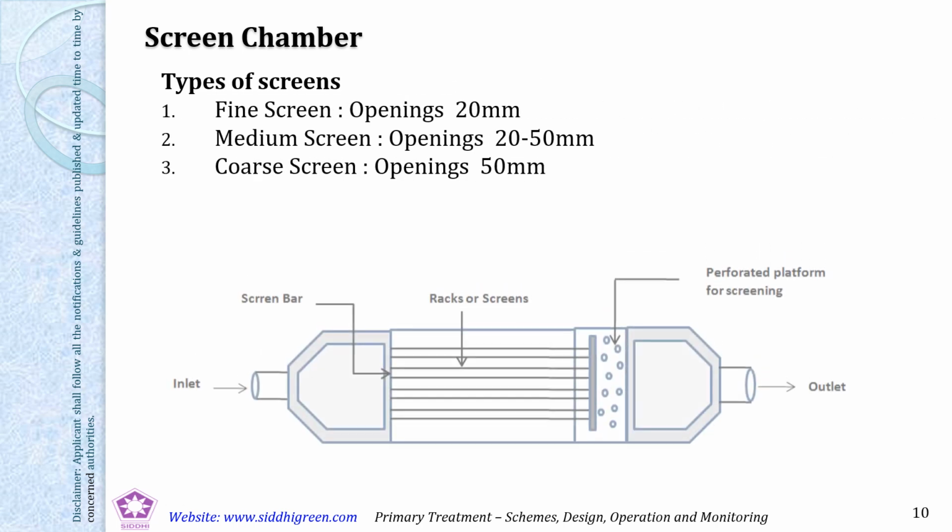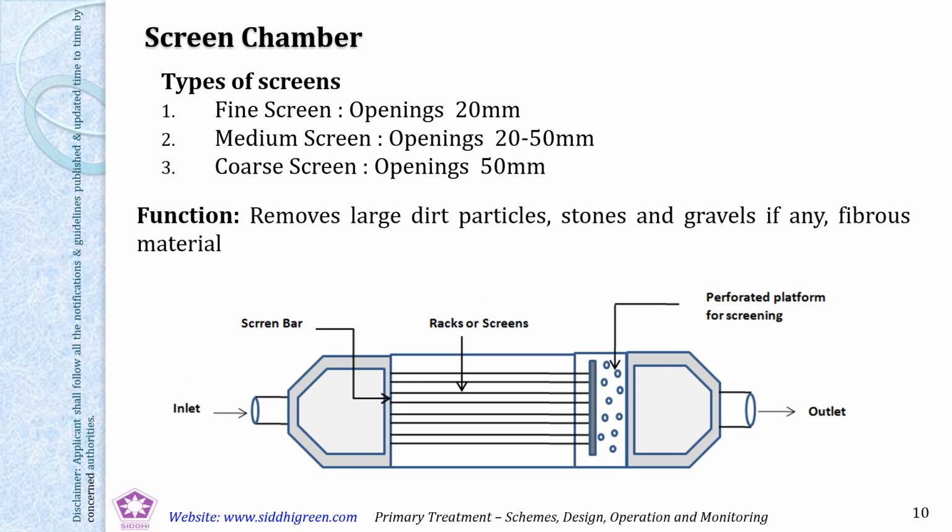The initiatory component of the primary treatment is the screen chamber, having three types based on the size of screens to be removed. Bar screen is fitted at the inlet of the chamber where big size particles get trapped and removed from the passing effluent.